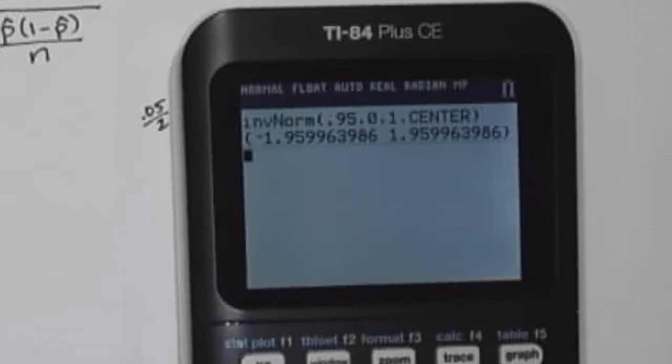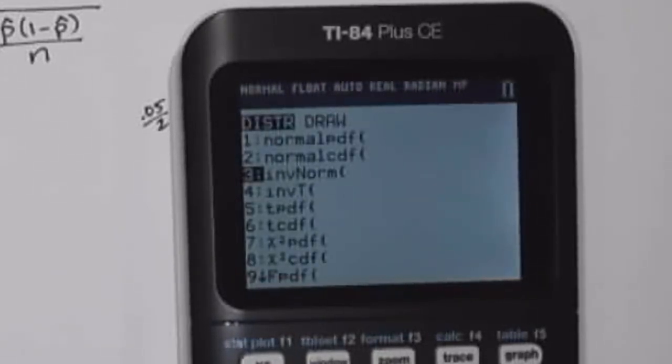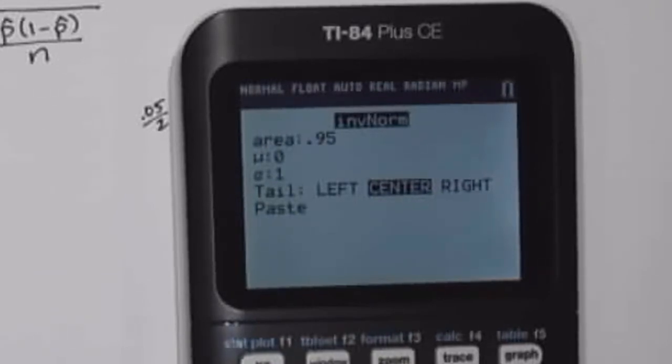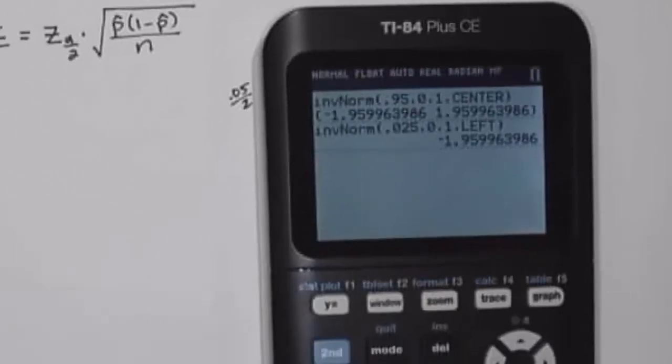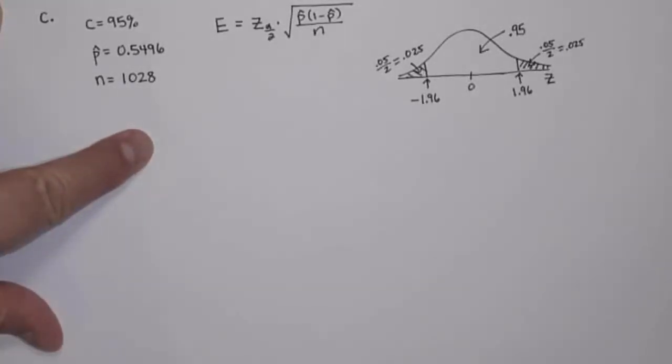Now, if you have an older calculator, remember you always have to use the area to the left, so we would enter, say, 0.025, and that would be the left area, and so we would get the negative 1.96, and by symmetry, then the other value has to be positive 1.96. So we could use the calculator to find that.